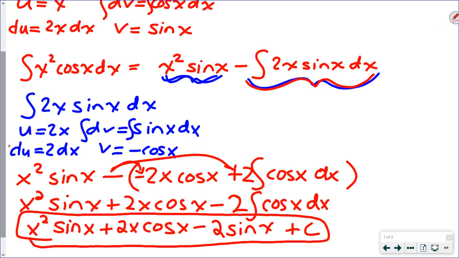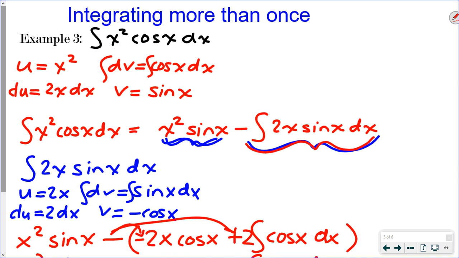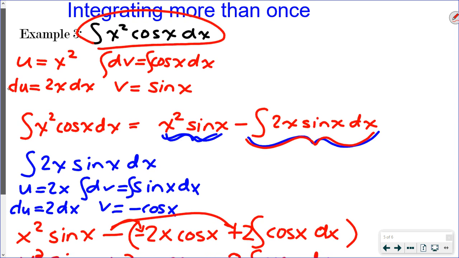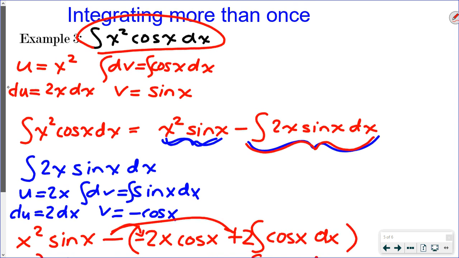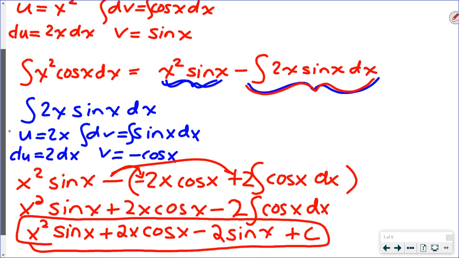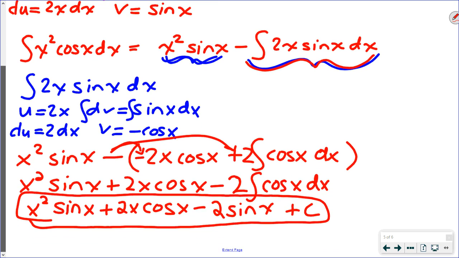And remember, that was the final answer to this integral. Okay, it just took a few steps to get there. So sometimes you do have to use integration by parts more than one time. Okay, and this was a good example.